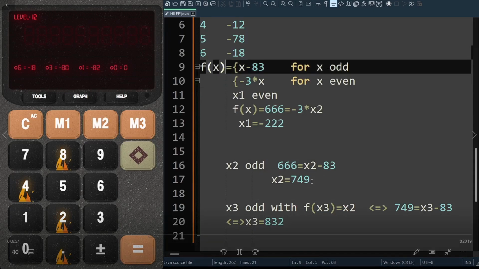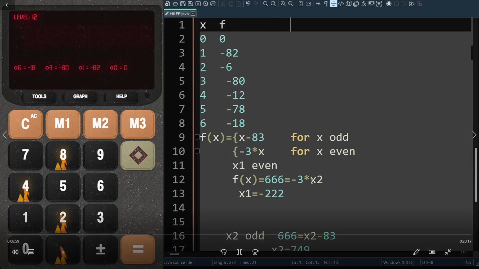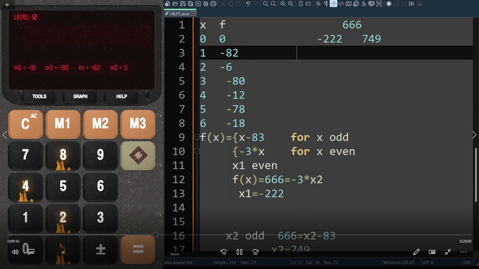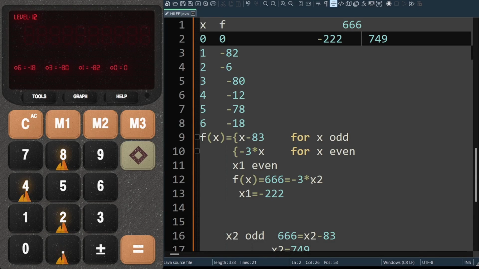So I just need to continue this. For example, x3, which is the pre-image of 749. And just to make it a little more visual, I tried to make a little bit of a binary tree. This binary tree has to be read as follows. In the first layer, we have 666, which is our base. In this case, it is the image of f which we want to create.